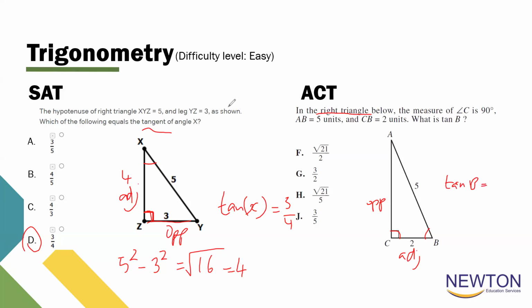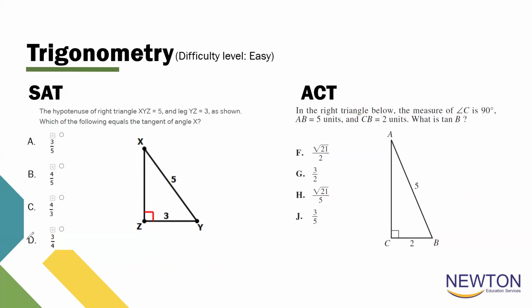In order to get the opposite, we'll do the same thing. We'll do the square root of 5 squared minus 2 squared, which is the square root of 21. So if I want tan, it's going to be root 21 over 2, so that's F. Clear? They're both very similar, but it's just a matter of how they phrase the question differently.